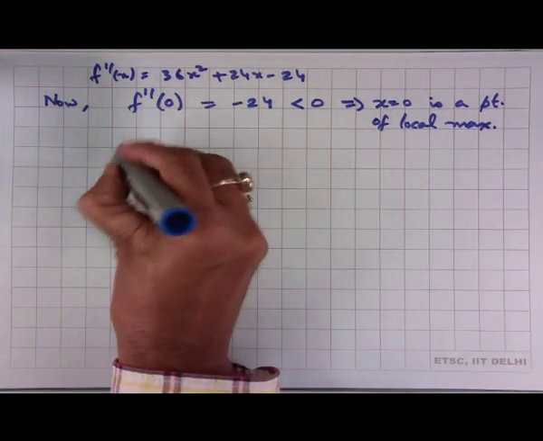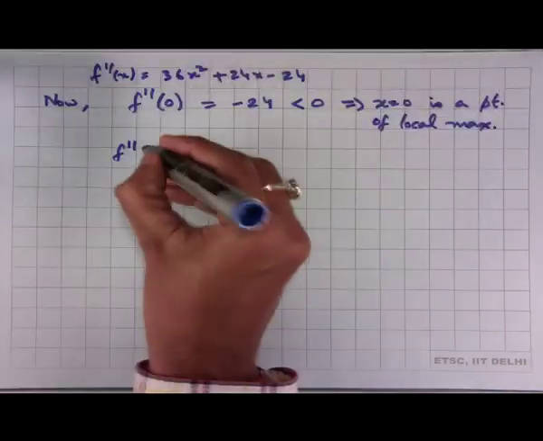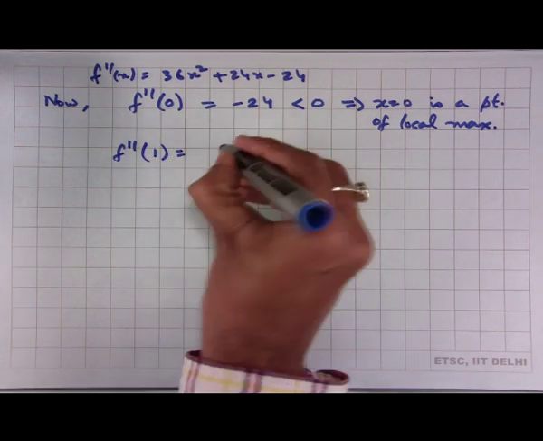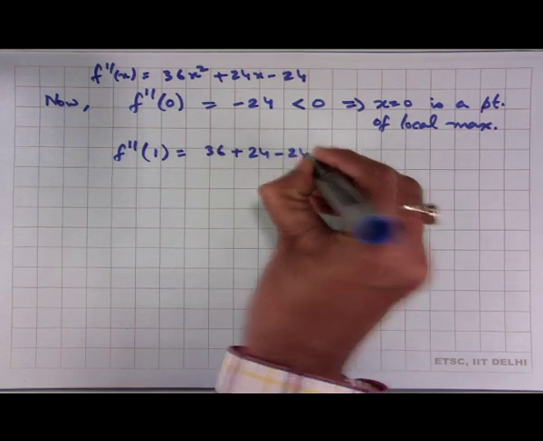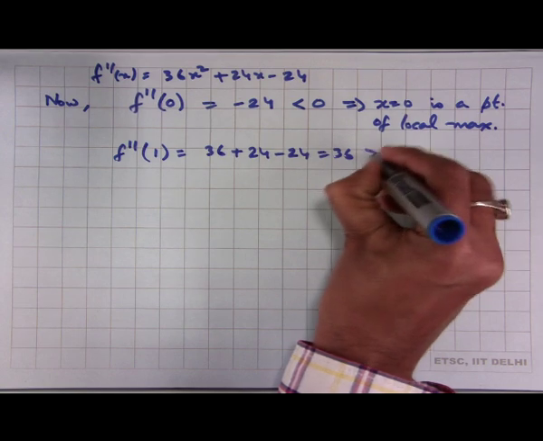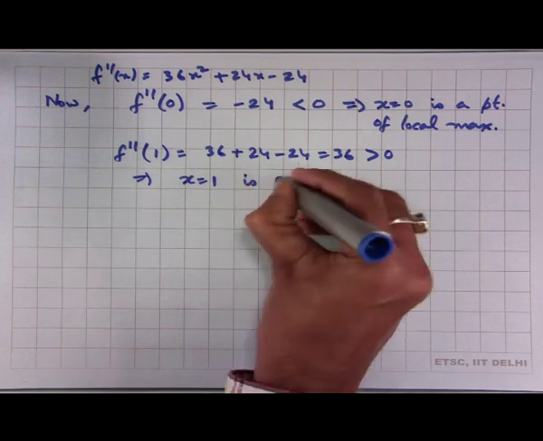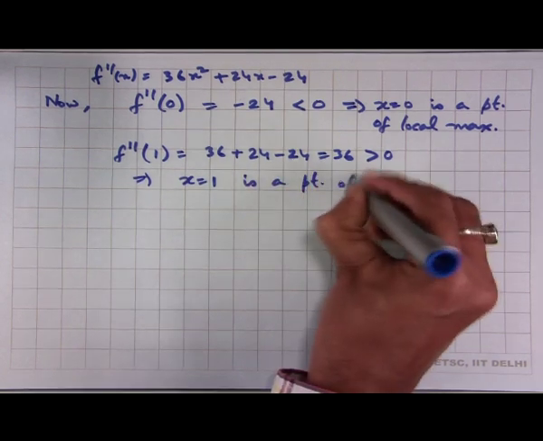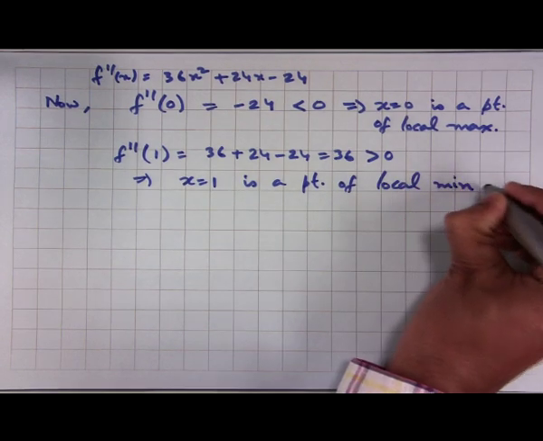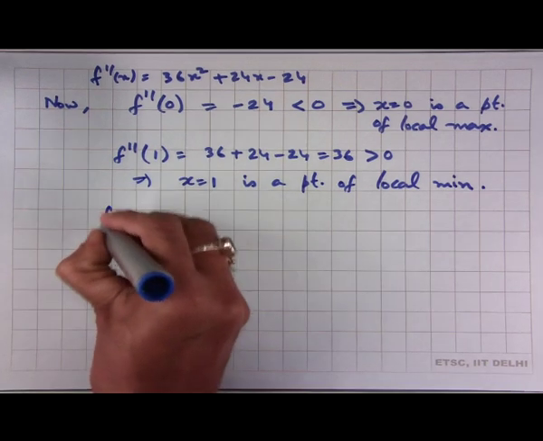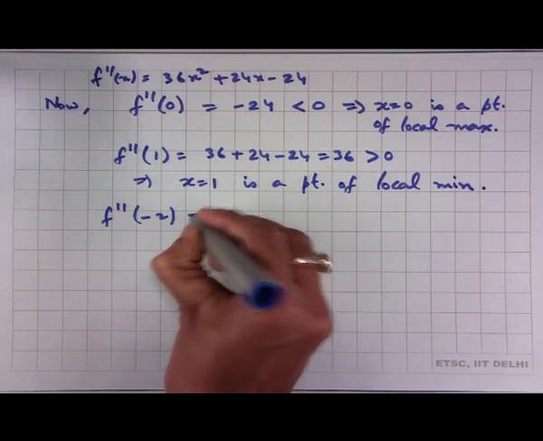And f double prime at the other critical points, 1 and minus 2. So, f double prime at 1 gives 36 plus 24 minus 24, which is equal to 36, which is greater than 0. This implies x equal to 1 is a point of local minima.